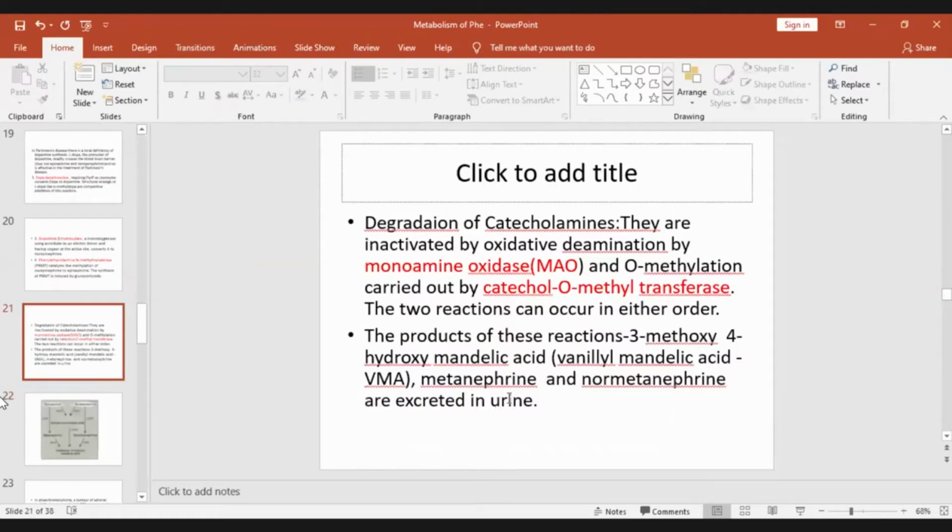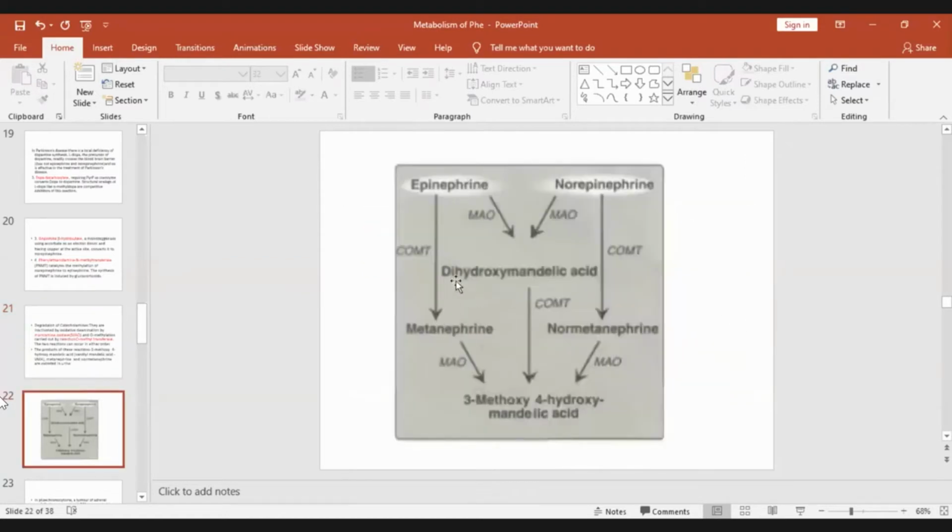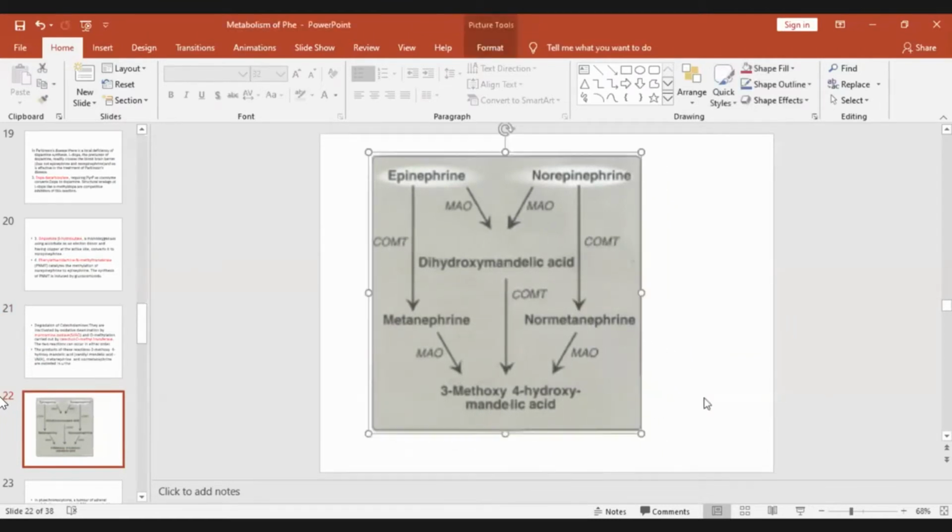So epinephrine can be converted to metanephrine. Norepinephrine can also be converted to normetanephrine on methylation. So this is metanephrine and normetanephrine by methylation. They also can be excreted, but mainly it is the VMA, vanillylmandelic acid.